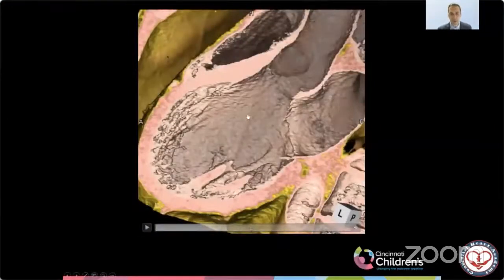We're viewing the leftward aspect of the interatrial septum here and the interventricular septum. If we look at the interatrial septum, we can appreciate those horns to that superior posterior aspect of the floor of the oval fossa on the leftward aspect of the interatrial septum.